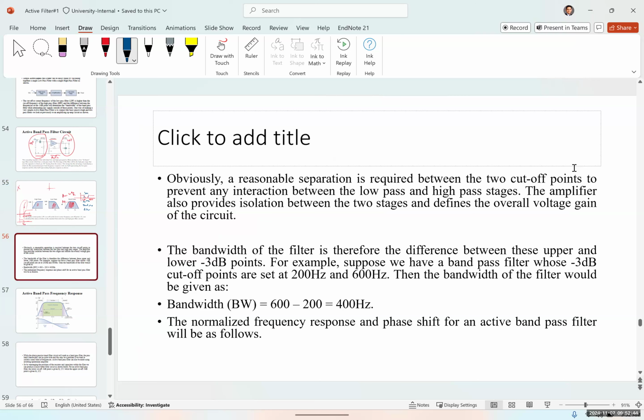So for a band pass filter, if the cutoff frequencies are, for example, FL is 200 hertz and FH is 600 hertz, then our bandwidth would be 600 minus 200, obviously, it's going to be 400. So imagine the lower cutoff frequency is 200, and this is 600. And our passband or the frequency response, this would be 400 hertz.